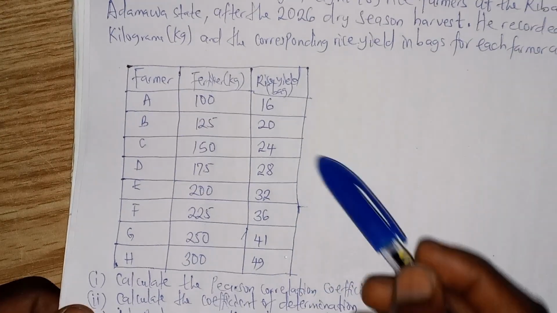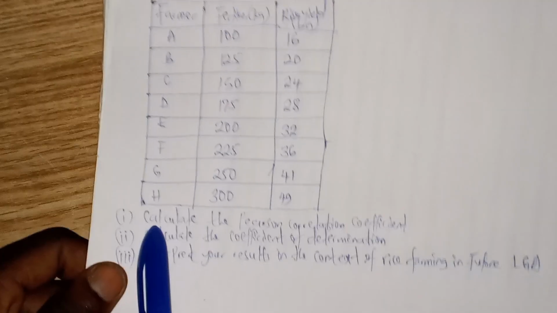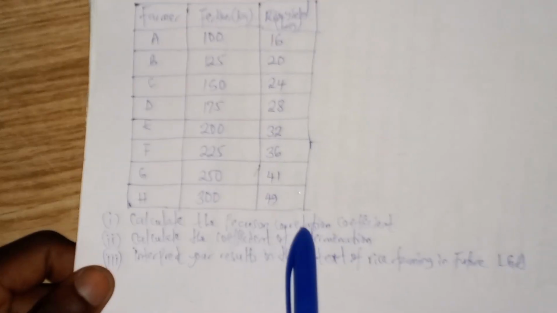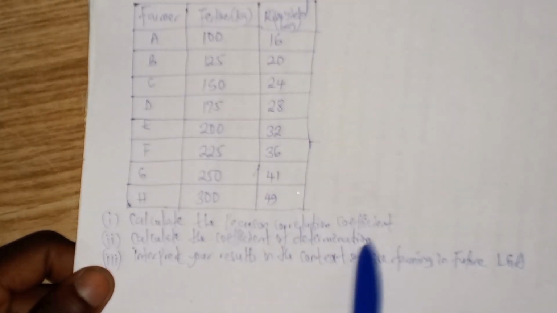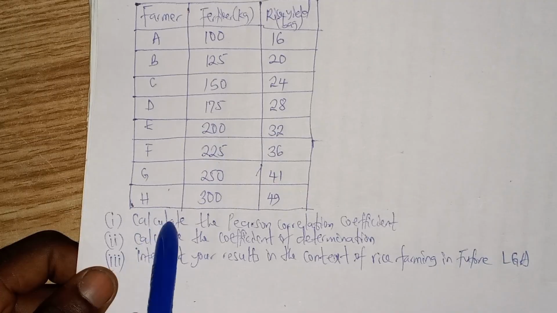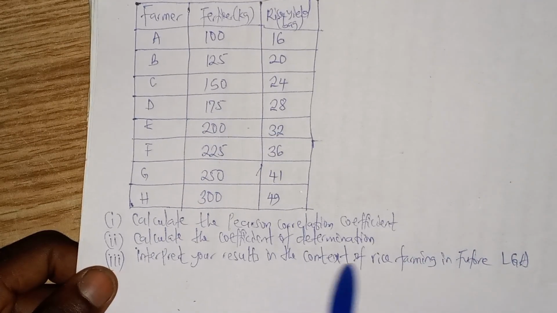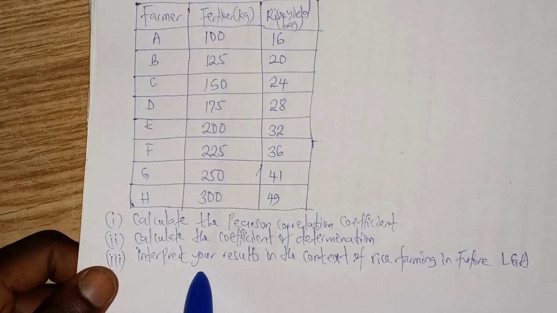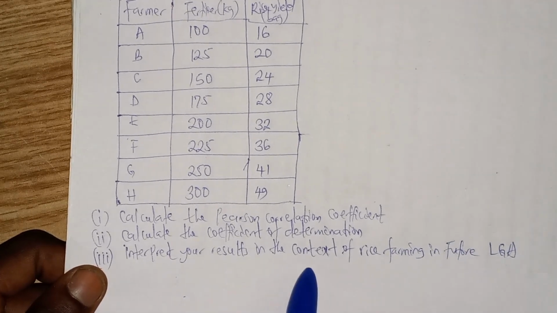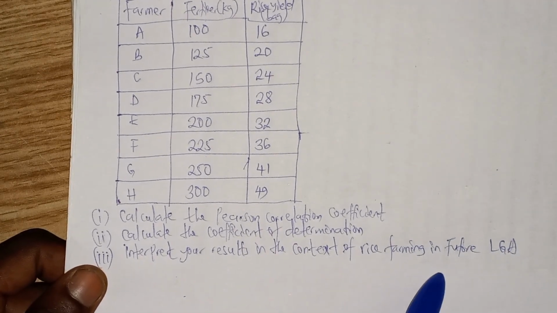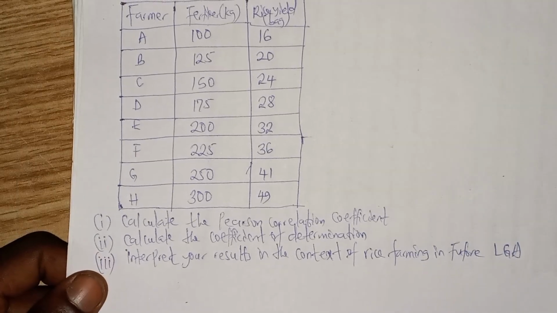Okay, now we are required to calculate the Pearson correlation coefficient, get the coefficient of determination, that is R squared, and then finally we interpret our results in the context of rice farming in the study area, or in Fufore local government area of Adamawa State.